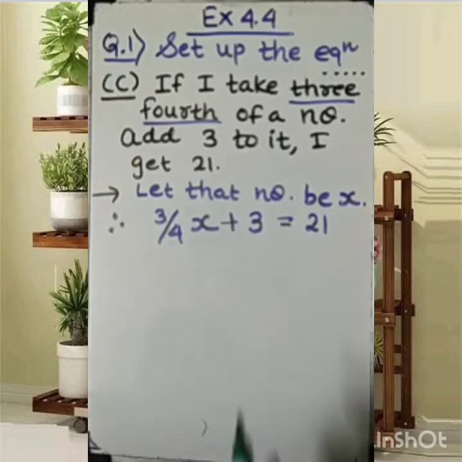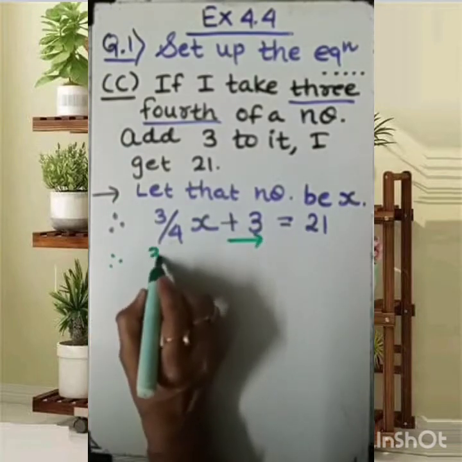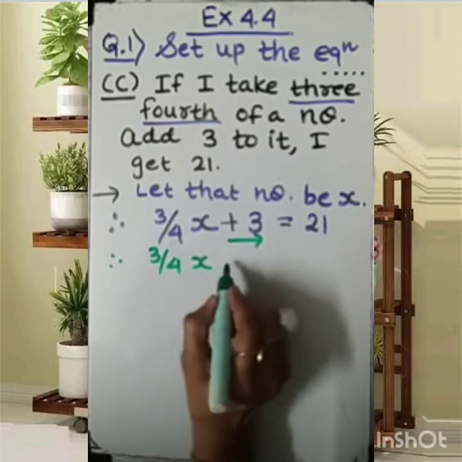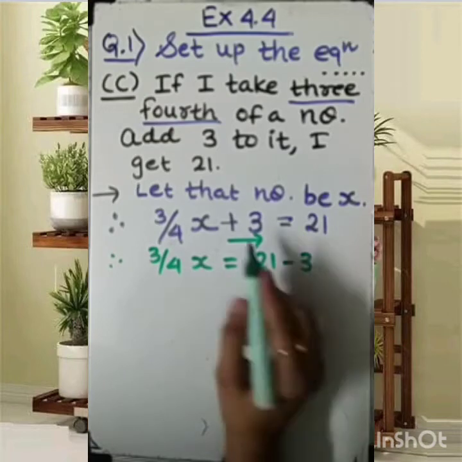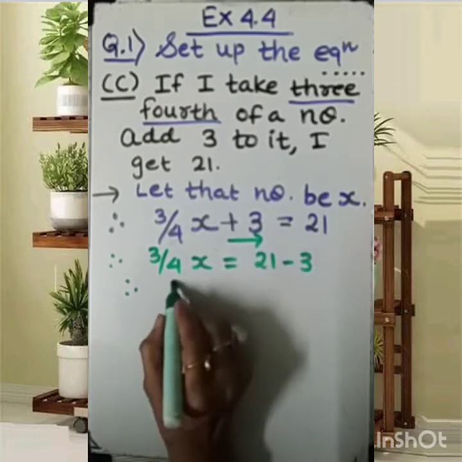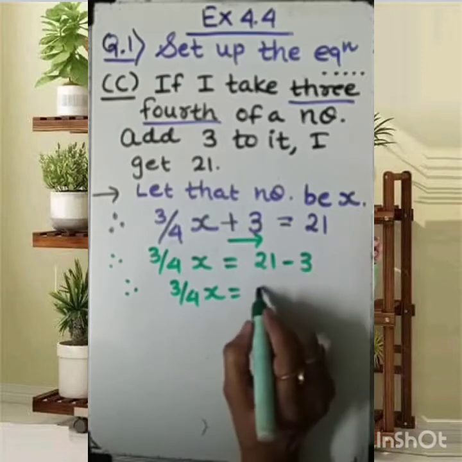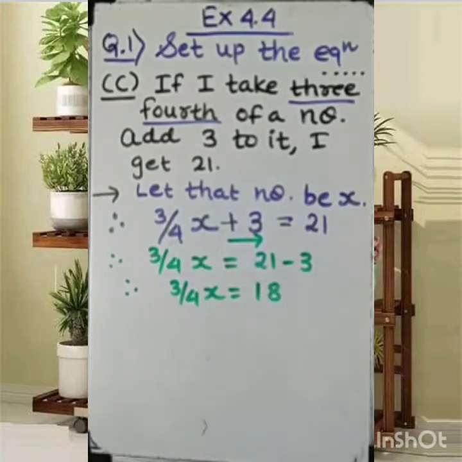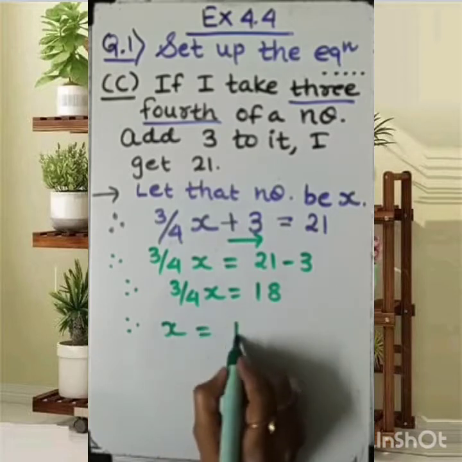Now this plus 3 I am transposing to the right side. So what do I have? 3/4 x equal to 21 minus 3. This plus 3 will be shifted to that side. So my dear student, 21 minus 3 gives the result 18. 21 minus 3 is 18. Now in the next step, 3/4 x equal to 18 is already there.